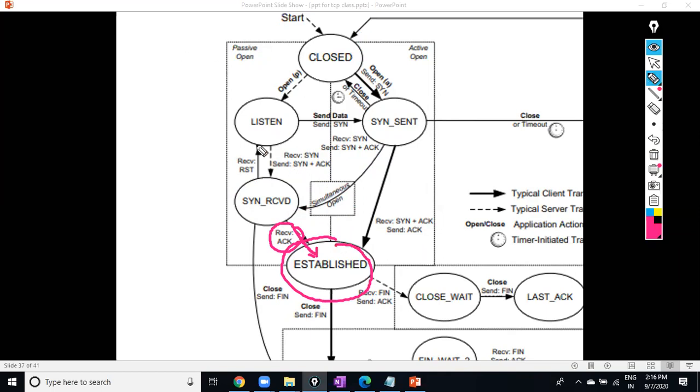Clear? We have one more concept here, that is reset, which we will discuss today. If we are getting reset messages, what does it actually mean?